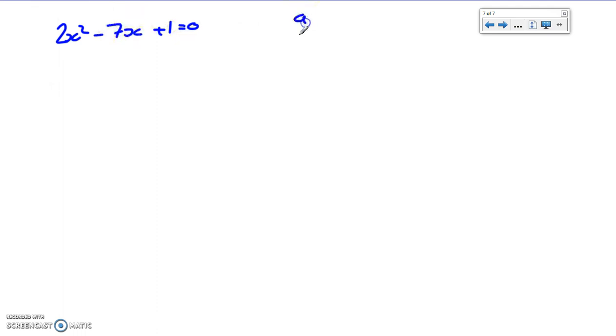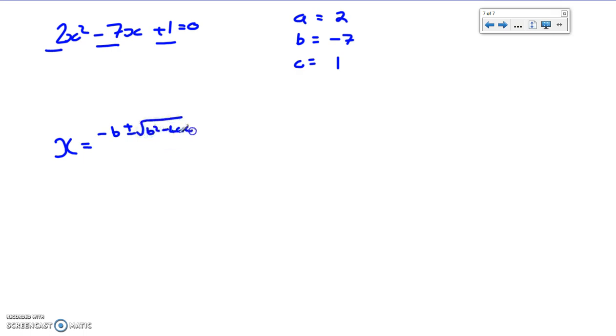We start with our first step. A, B, and C. What are they? Well, in this case, reading off from here, I know that A is going to be 2, B is going to be negative 7, and C is going to be 1. So I can then plug it in. Now, I know I'm solving this one, so let's start by just introducing the formula to begin with. So x equals negative b plus or minus square root of b squared minus 4ac all divided by 2a.